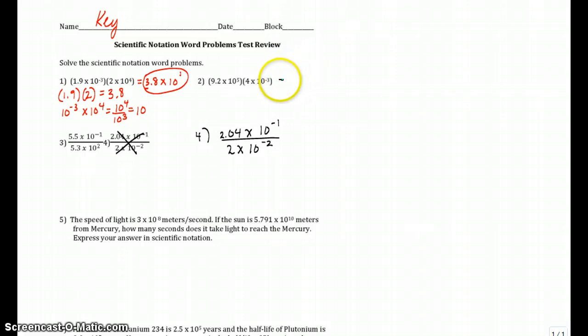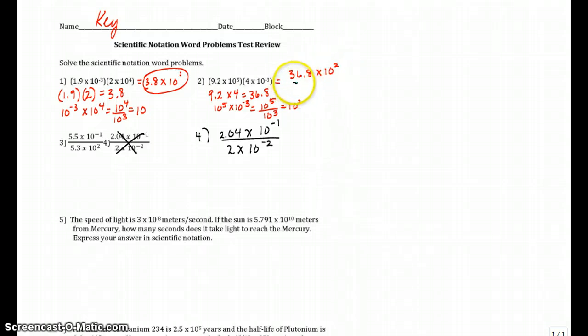Same process. We're going to go 9.2 times 4, which equals 36.8. This is going to require another step. And then we have 10 to the fifth times 10 to the negative third, which is in fact 10 to the fifth over 10 to the third, using the negative exponent property, which ends up being 10 to the second. So you start off with 36.8 times 10 to the second, and therein lies the problem.